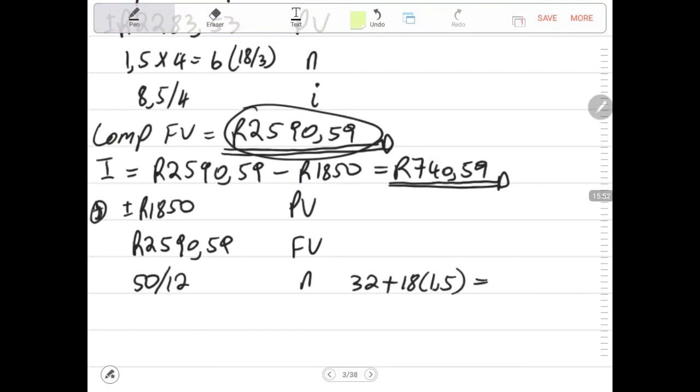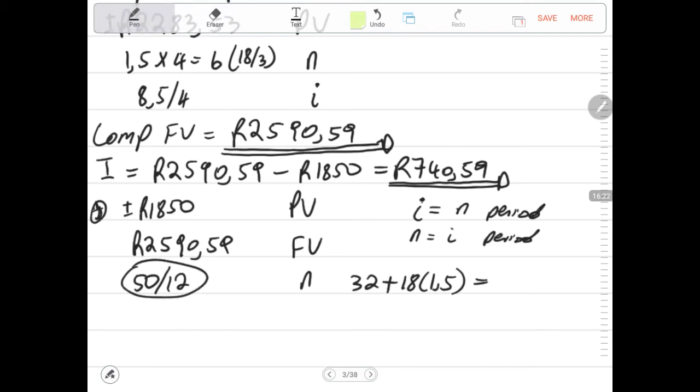So now when we do that, we know that our I must be equal to N in terms of the period, or our N must be equal to I in terms of the period. That means the period of I and N must be the same. So in this case, we are looking for the annual rate, meaning our N must be in years. That is why we say 50 divided by 12. This will give us 4.1 something years.